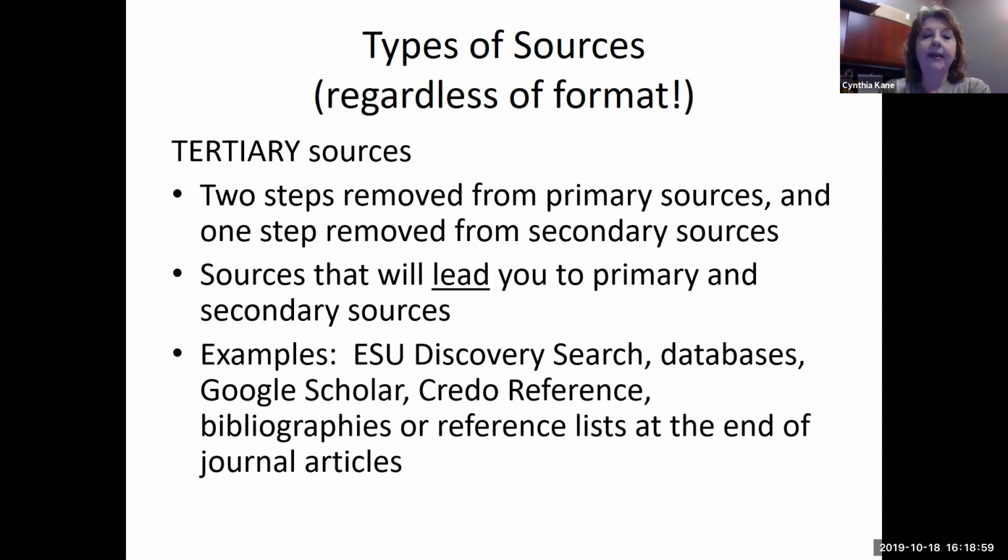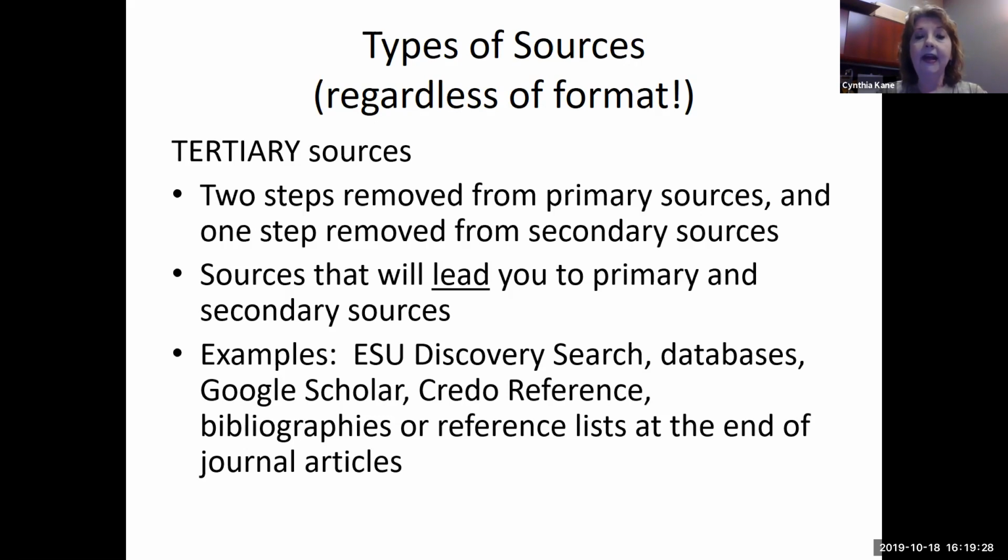The best way to think about a tertiary source could be something like the discovery search that we've already looked at from our library's webpage. Keep in mind that the discovery search will lead me to information about books or articles that could be available through the library. The ESU discovery source in and of itself is a tertiary source of information, but it's leading me to be able to discover primary and secondary sources.